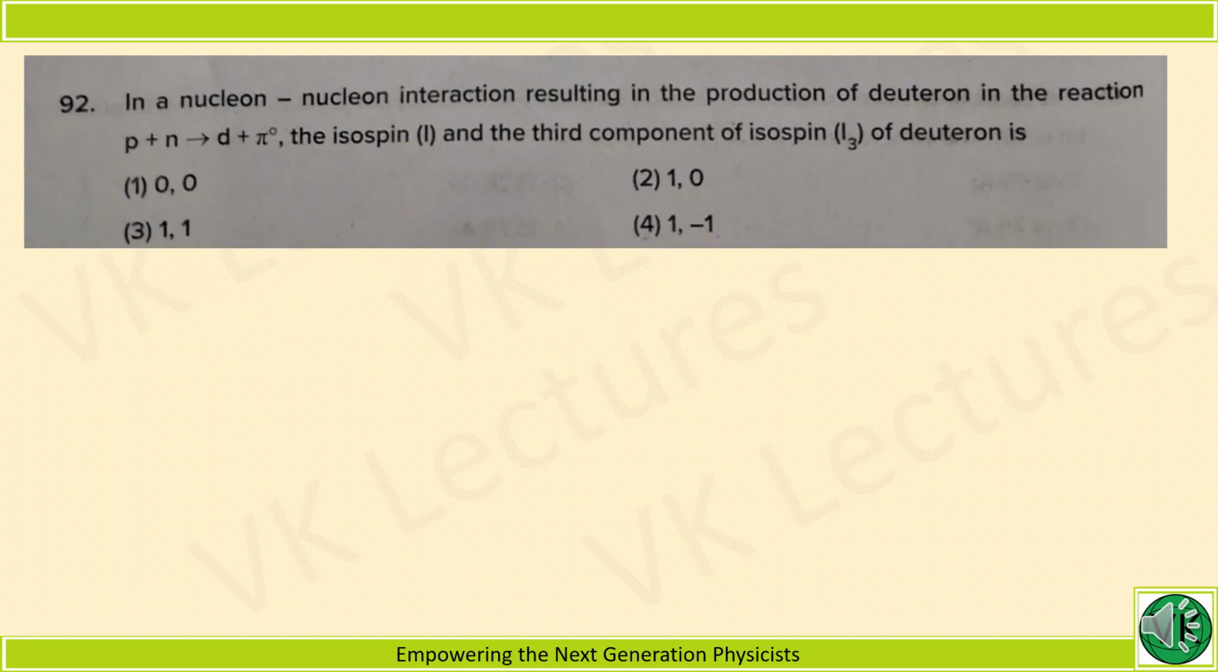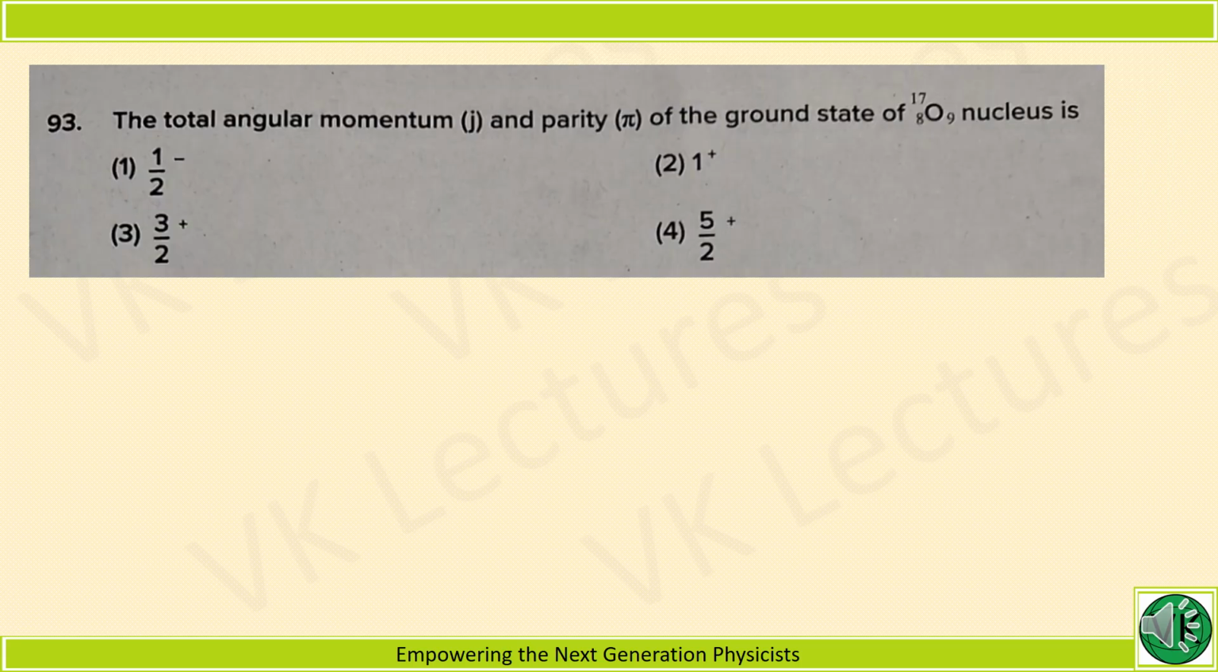In a nucleon-nucleon interaction resulting in the production of deuteron in the reaction p plus n giving d plus pi naught, the isospin I and the third component of isospin I3 of deuteron is option 1, 0 and 0. The total angular momentum J and parity pi of the ground state of oxygen-17 nucleus is option 4, 5 by 2 plus.